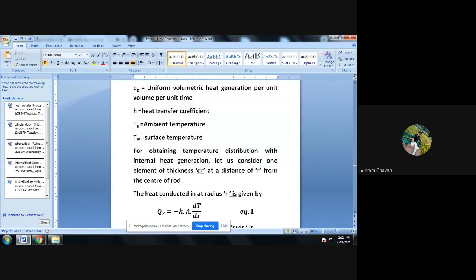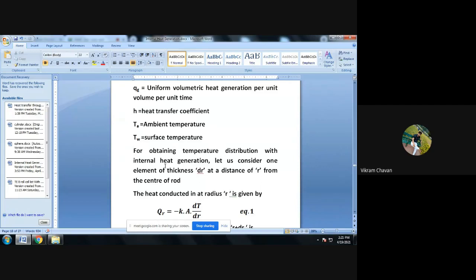Let us consider one element of thickness dr at a distance of small r from the center of rod.